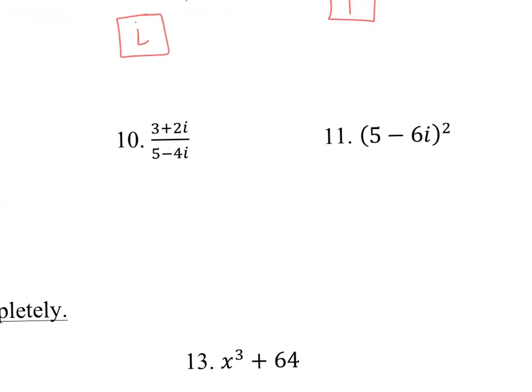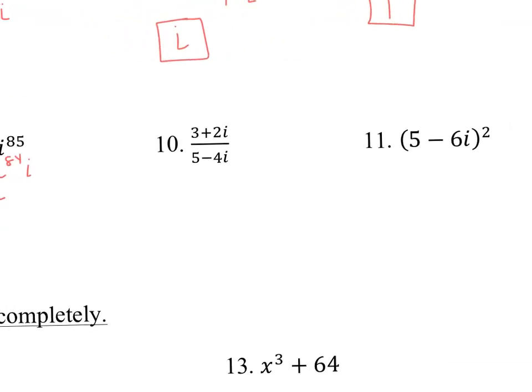When you're dividing imaginary numbers, you have to multiply by the conjugate. So the conjugate is just the opposite of the imaginary number. So on this problem, I'm going to multiply by the conjugate. So my conjugate of my denominator would be 5 plus 4i. And I'm going to multiply the bottom by 5 plus 4i as well. And now I just double distribute.